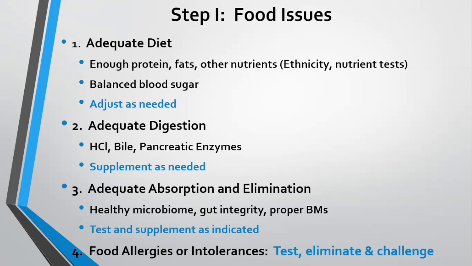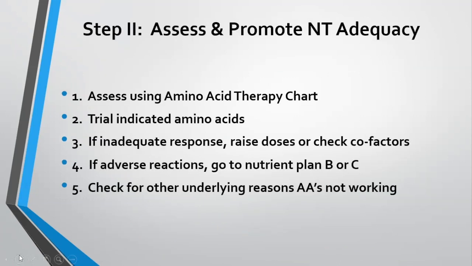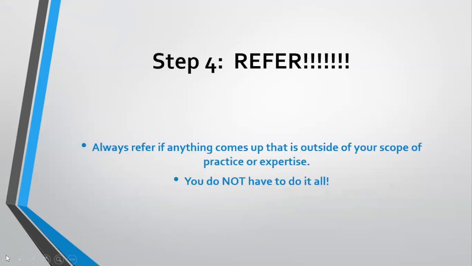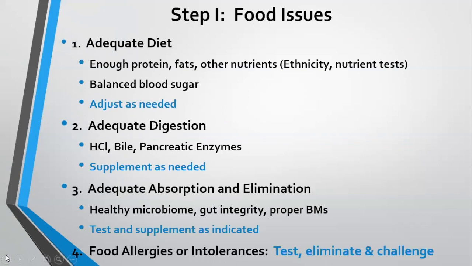So we look at diet, we look at digestion, we look at absorption, we look at allergies and intolerances, and then we assess and promote neurotransmitter adequacies. We assess and rule out different issues, and then when needed, we refer. So let's look at step one.